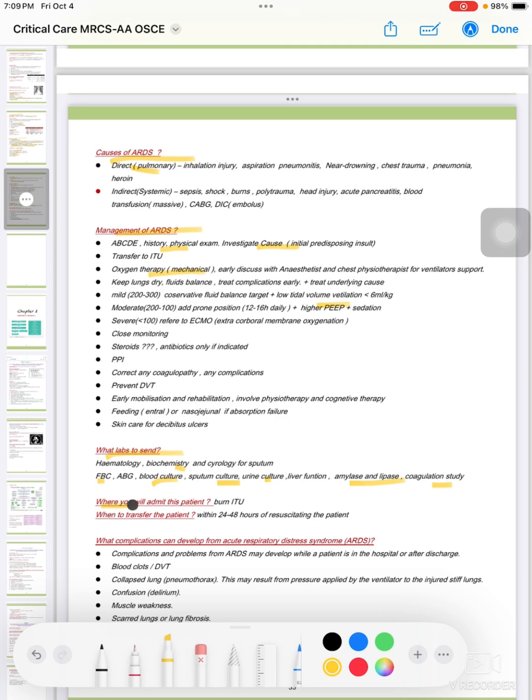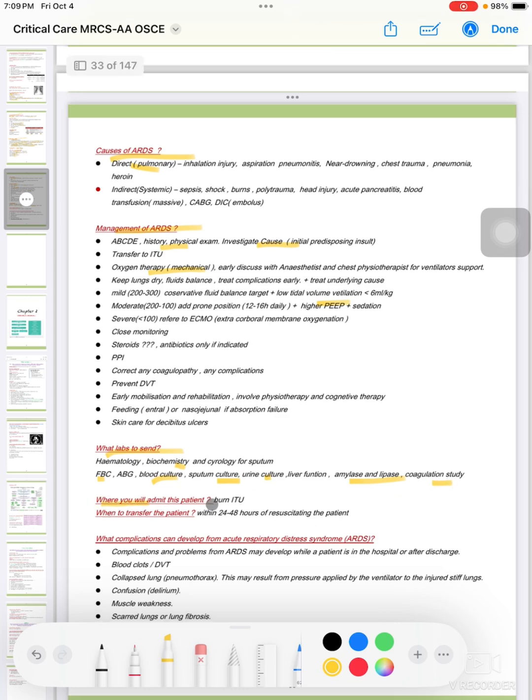The next question is where you will admit this patient: burn ICU. When to transfer the patient? It is done within 24 to 48 hours of resuscitation of the patient.